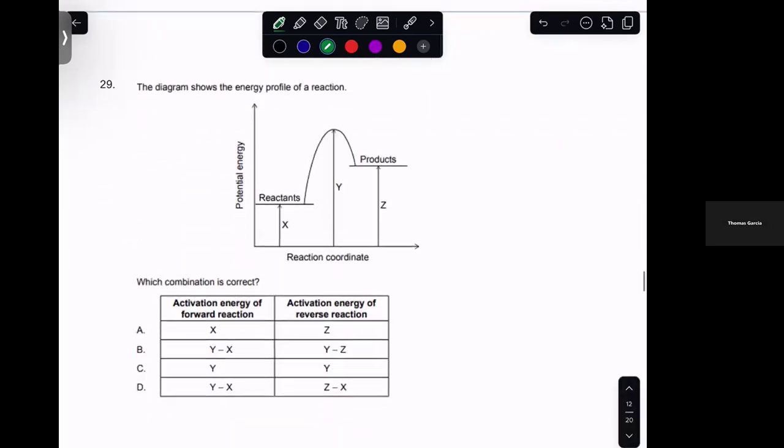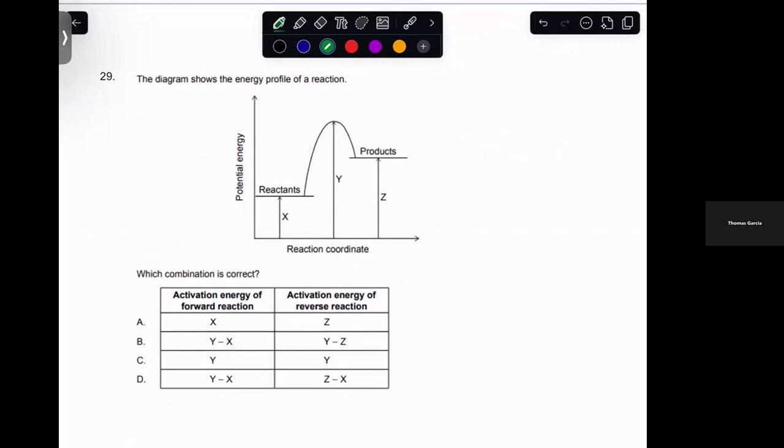Moving on to 29. The diagram shows the energy profile of a reaction. What combination is correct? So activation energy of the forward reaction. Well, forward reaction activation energy is this. Therefore, it's going to be our y minus our x. So either B or D. Our activation energy of the reverse reaction. All right, so it's going to be this. It's got to be this time our y minus our z. All right, answer is B.